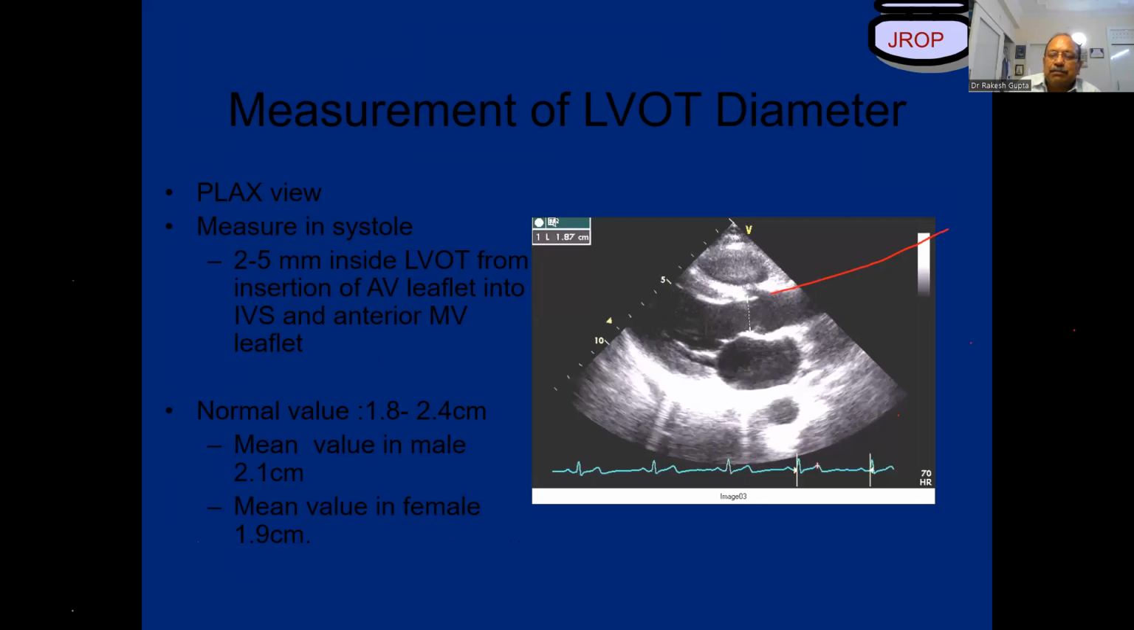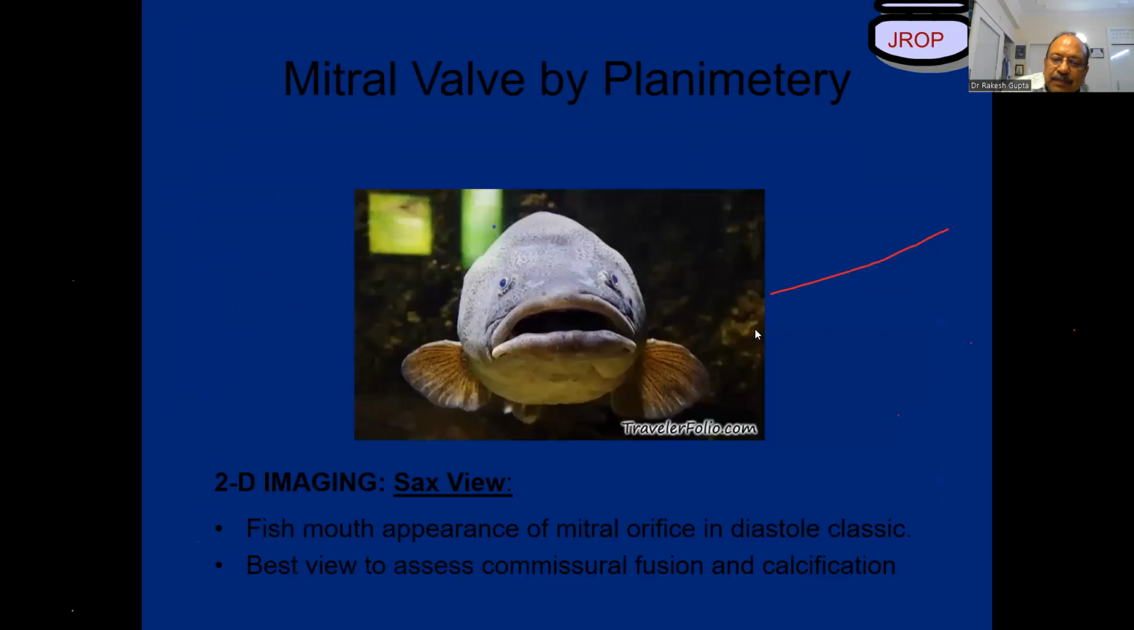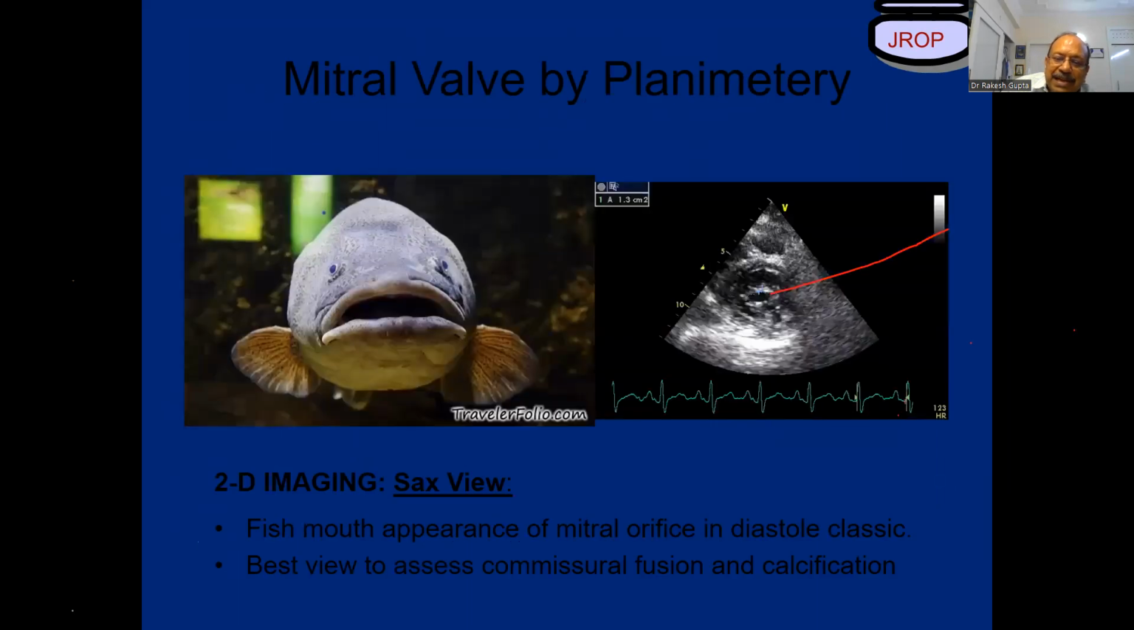LVOT dimensions, in the parasternal window when both the leaflets are open, in early systole. Mitral area in early diastole, when the mitral leaflets are fully opened up.